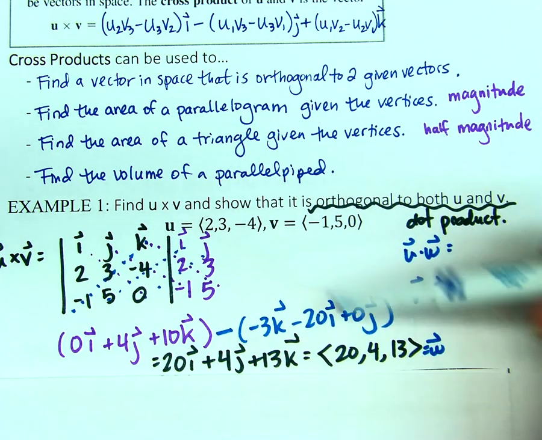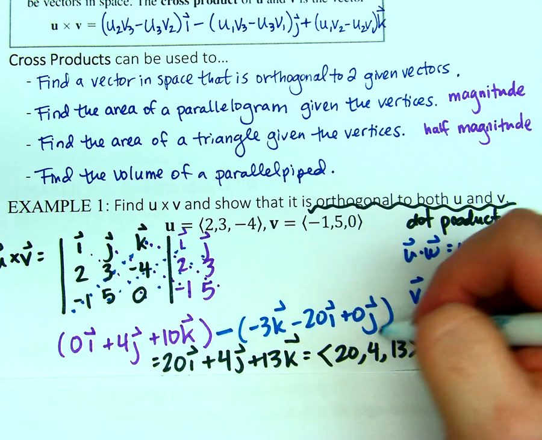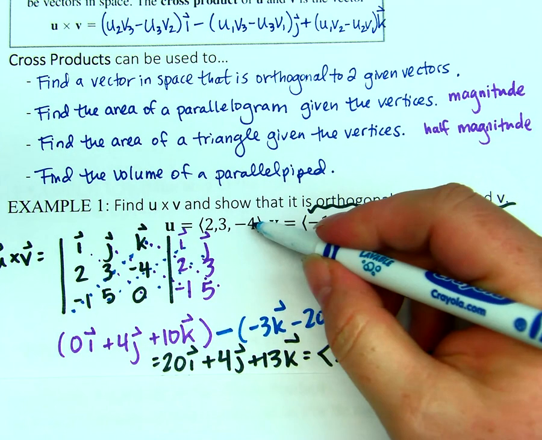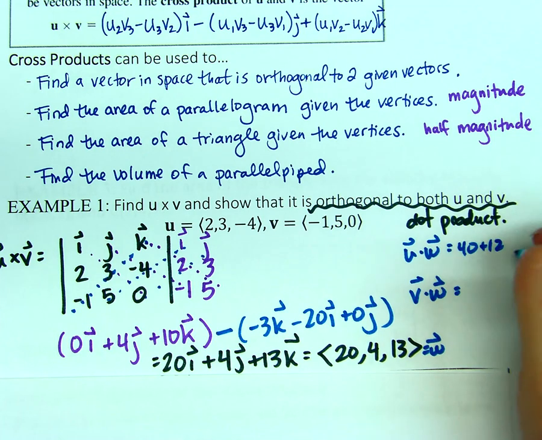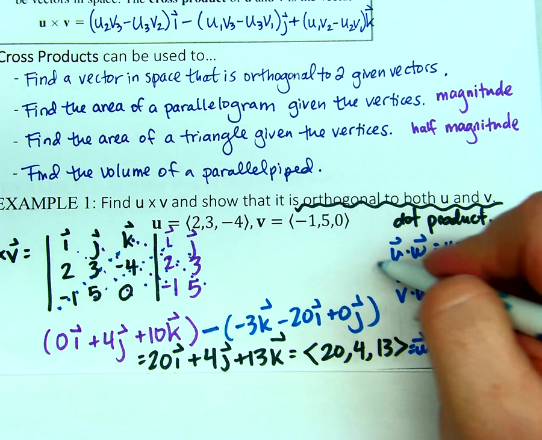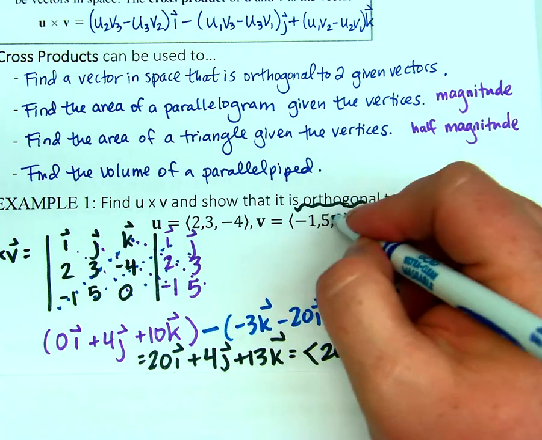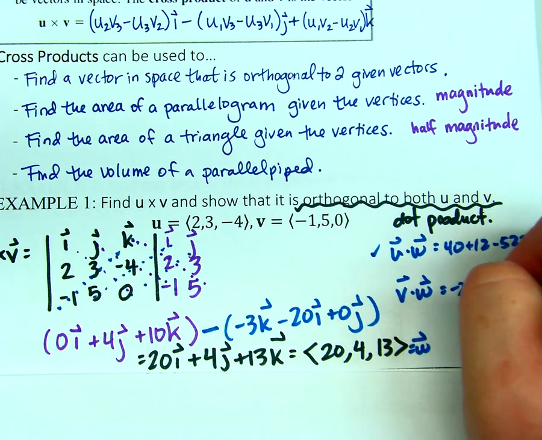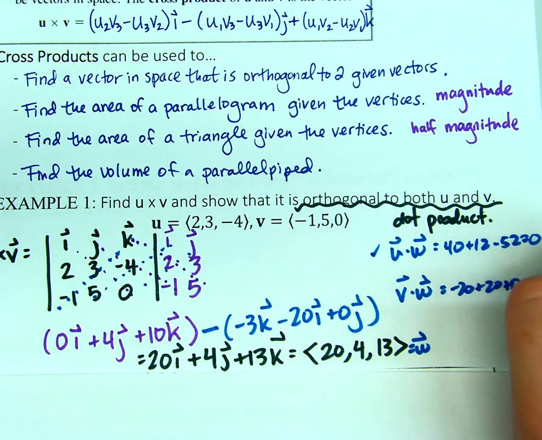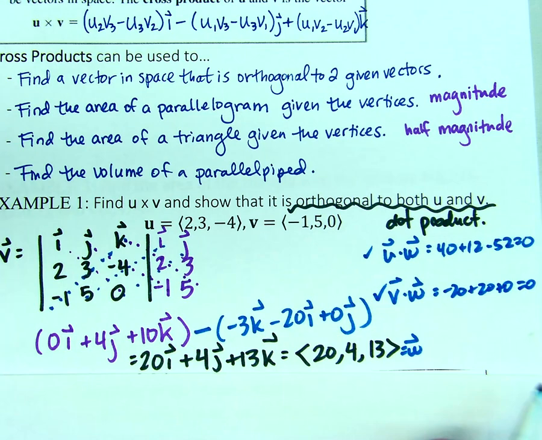So let me speed it up a little. All right, u dot w, 2 times 20, 40. 3 times 4, 12. Negative 4 times 13, negative 52. And so that equals 0. So u and w are orthogonal. All right, same thing with v and w. Negative 1 times 20. 5 times 4. 0 times whatever. Okay, yep, it's 0 as well. So the dot product being 0 for both of these shows that this new vector is orthogonal to the first two. So that was the first thing that I said cross products can be used to do. And there you go. There's example 1.